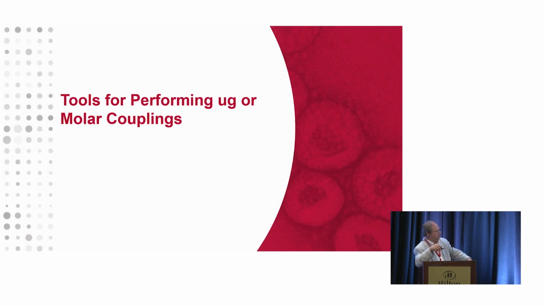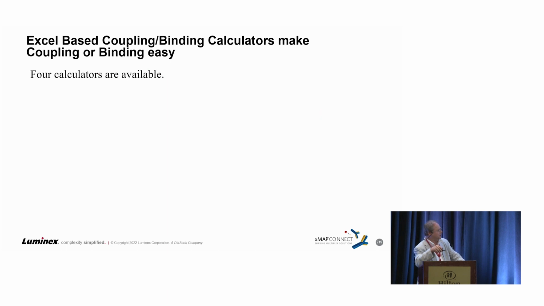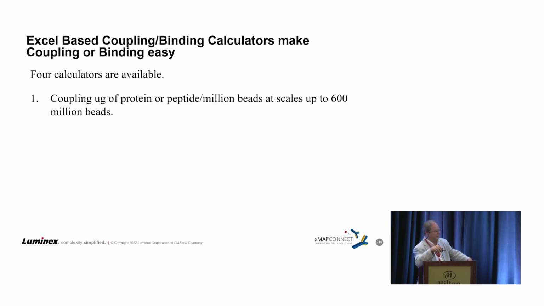So in order to do these microgram and molar couplings, we developed some tools to help you do the calculations because they can be kind of complicated. And the calculators available are all Excel spreadsheets. And we have one for doing the microgram coupling of micrograms of protein or peptide per million beads at several different scales. And I didn't talk about the avidin-encoded beads, but there's some workbooks that, if you want to do something similar with the avidin-encoded beads, we have a workbook for that as well.